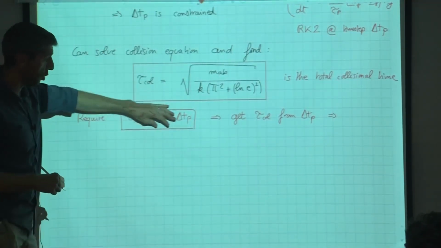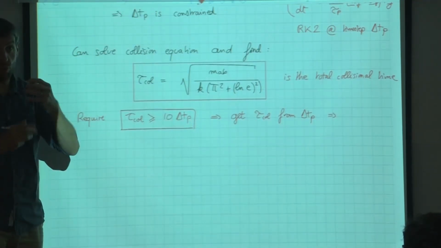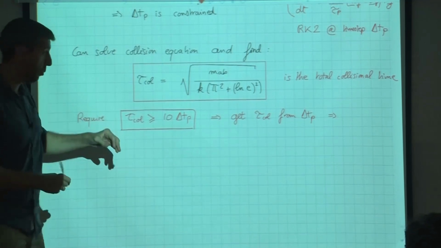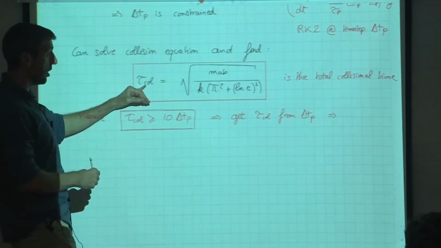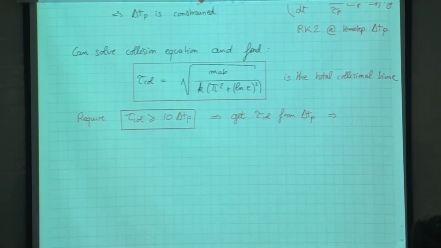We require this to be an order of magnitude larger than the delta Tp. We know that delta Tp has to require tiny displacement of the particles. Therefore, we can estimate T col. Therefore, I can work out what my K should be. So I know a priori, that's the upshot here.